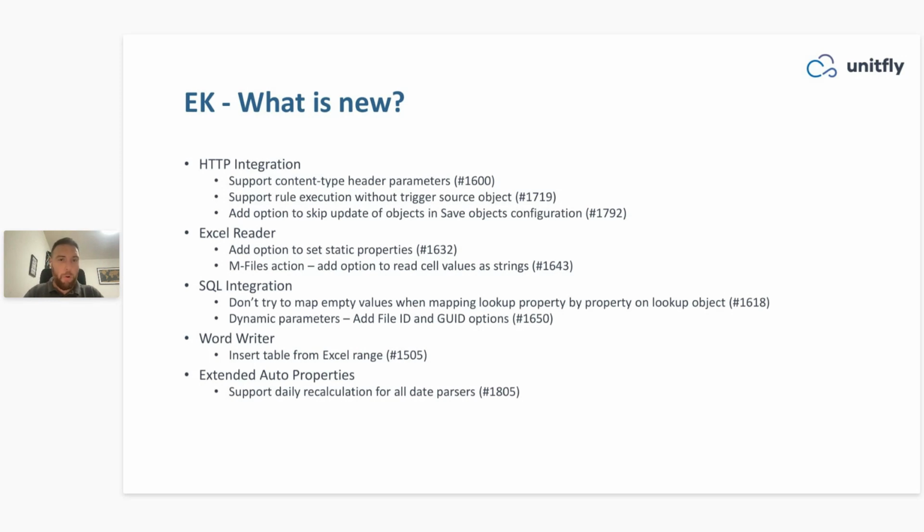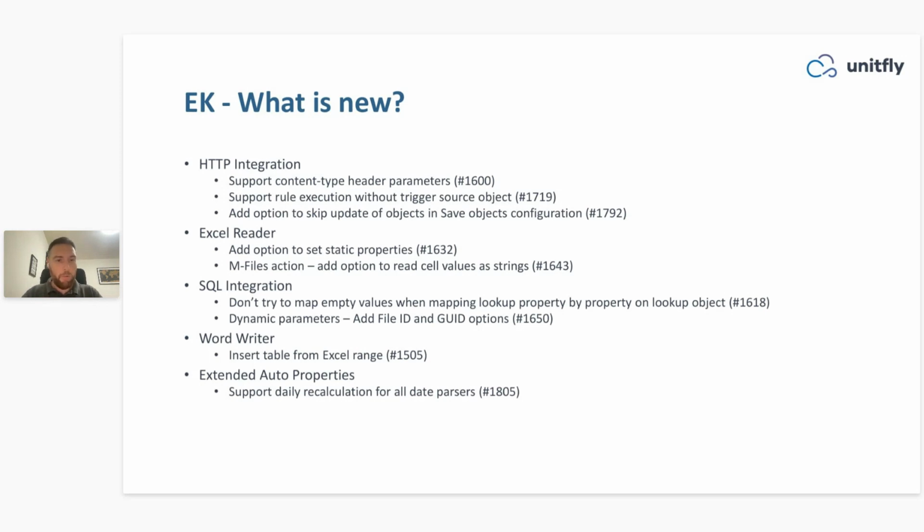In almost all modules, we added set static options for when the action is finished. So we also, in the Excel reader, you will see in the orchestrator also. So when the rule is done, you can set static options to a certain property. We also added in SQL file ID and GUID options that weren't available before.